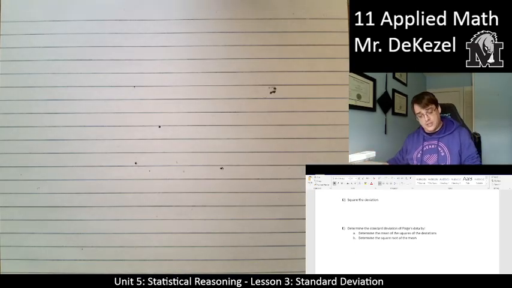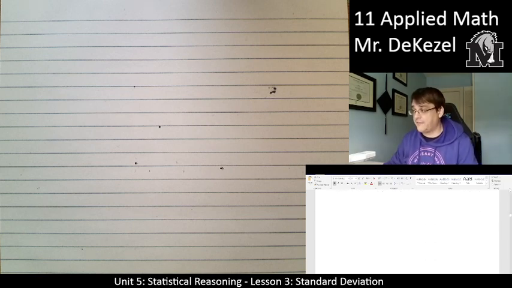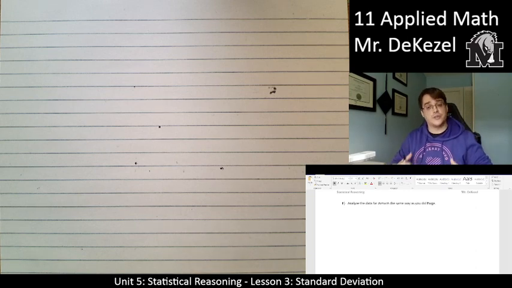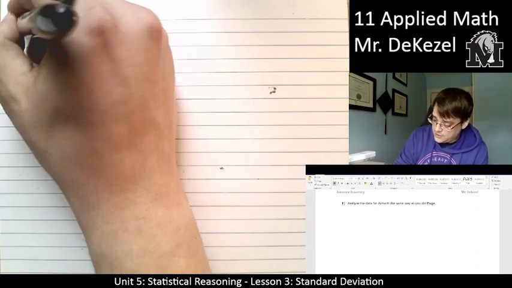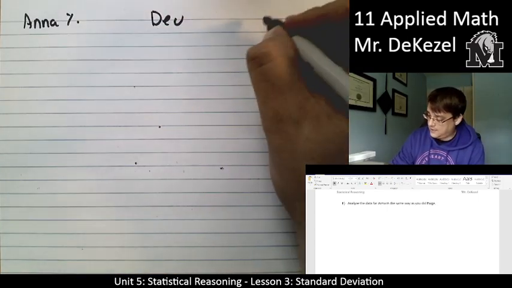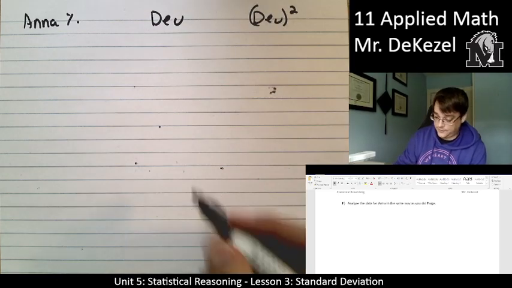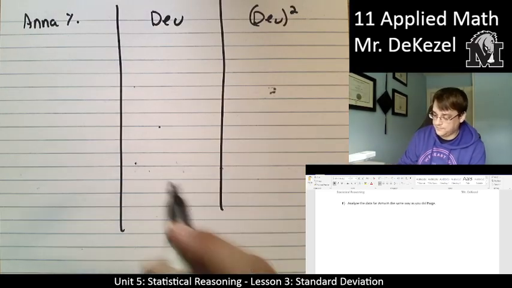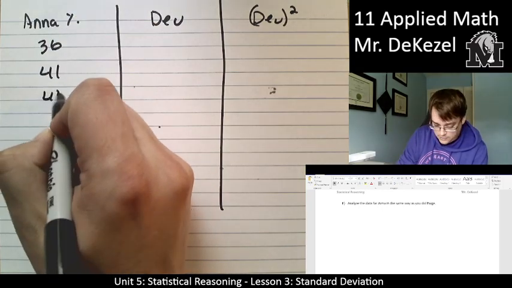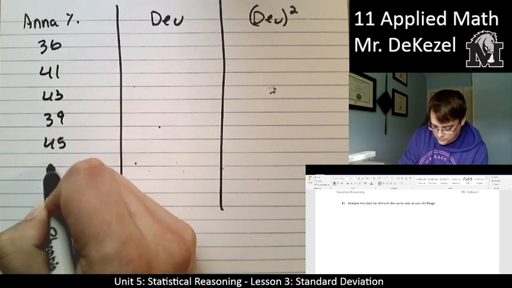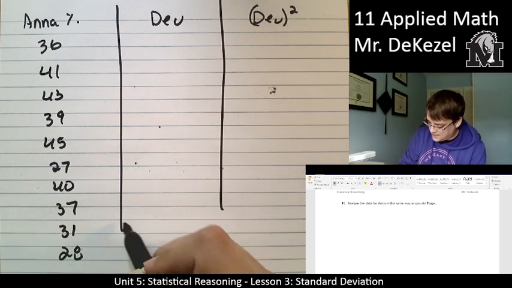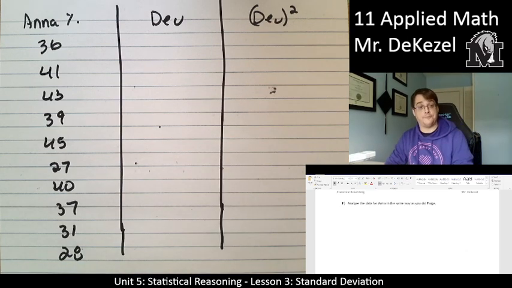Our next question, F, asks us to do the same thing for Anna. So I'm going to make a table, and hopefully this will make it more straightforward for us to see. So Anna, percent, we have the deviation, and the deviation squared. Okay, got my columns. Anna's percentages listed here: 36, 41, 43, 39, 45, 27, 40, 37, 31, and 28. And I got that from the table of data.